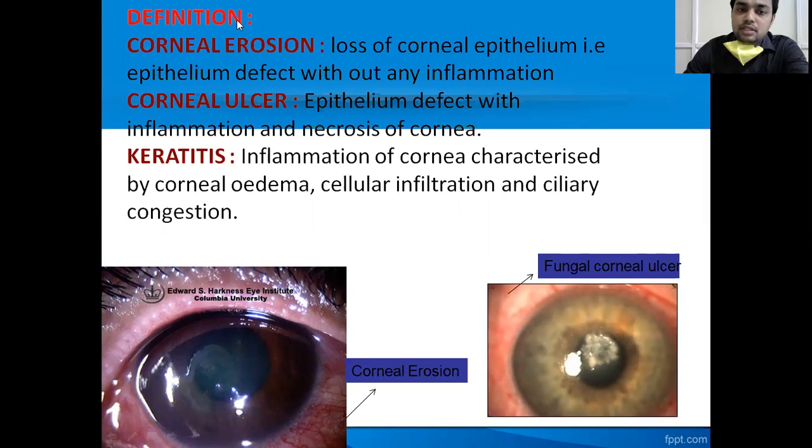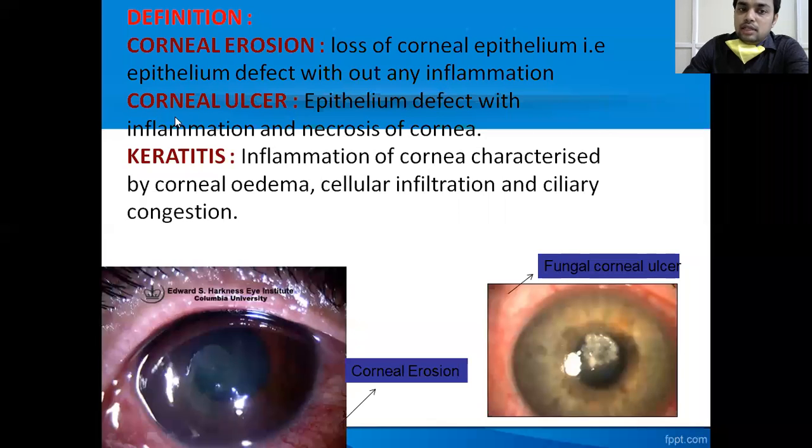First thing is, what is corneal erosion? As the name suggests, erosion is any damage to the superficial part. That is, any loss of corneal epithelium or any epithelial defect without any inflammation. You have to remember that in erosion, there is no inflammation. There is only damage to the epithelium. So we see only an epithelial defect in case of corneal erosion, and we don't see any inflammation. That we call a corneal erosion.